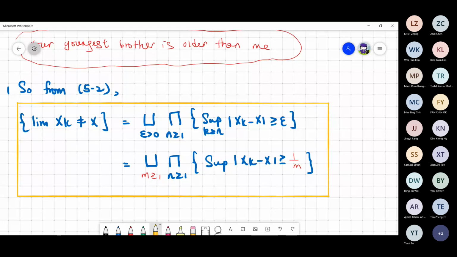Okay. By the way, this is what we come to here. So this is still in 5.2. Let's say 5.2b. I will say this is 5.2b. Okay. So now you look at this one.